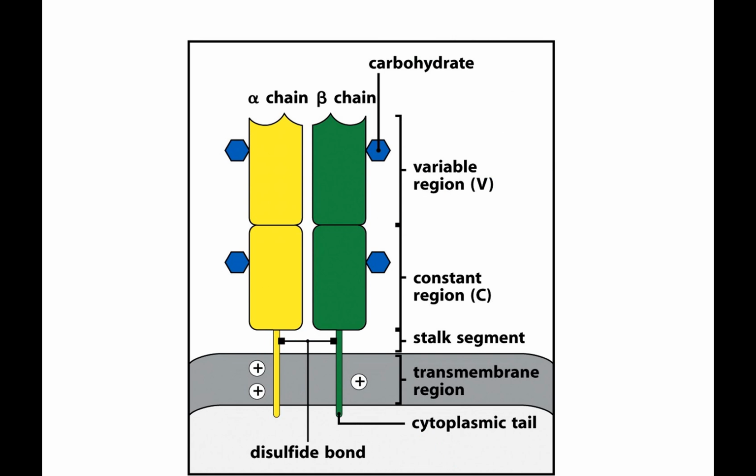You will see in this picture more details of T-cell receptors: variable region, constant region of alpha and beta chains, then stalk segment and transmembrane region, cytoplasmic tail, disulfide bond, and those details.